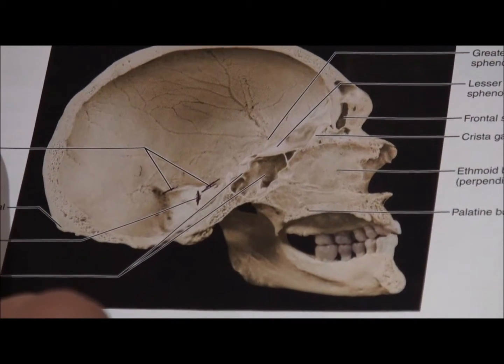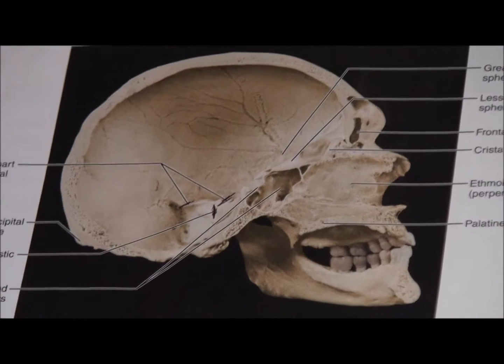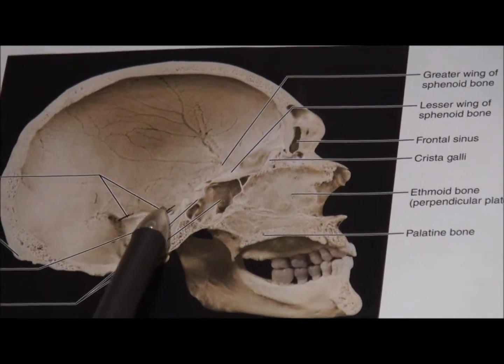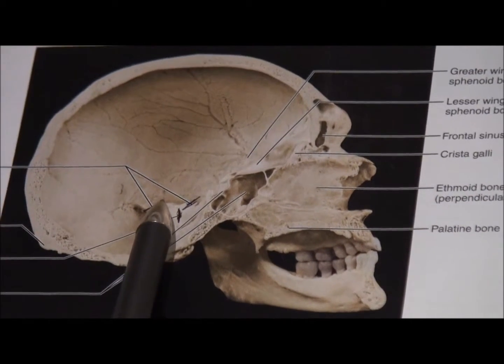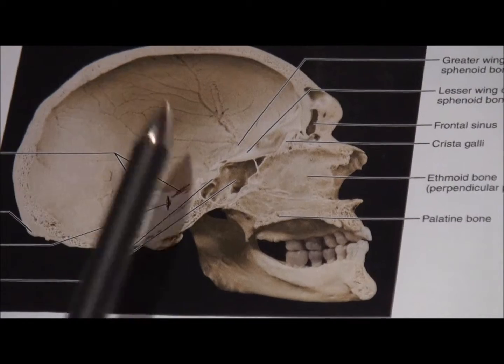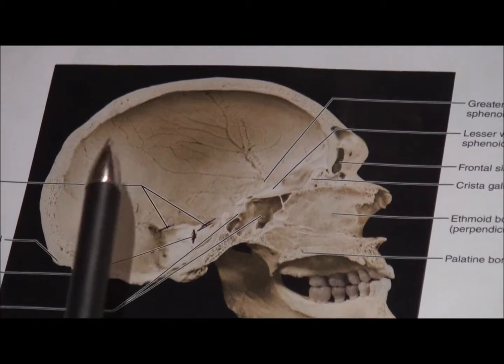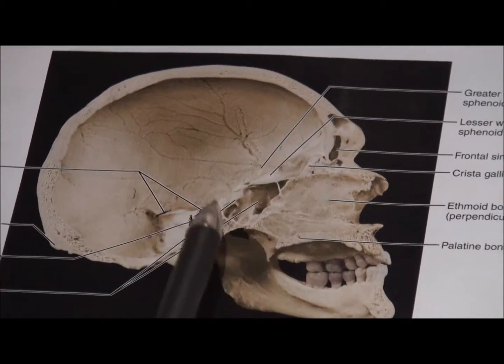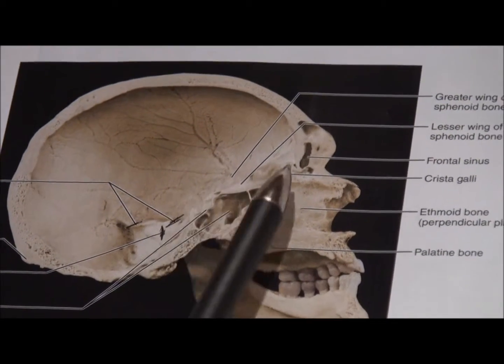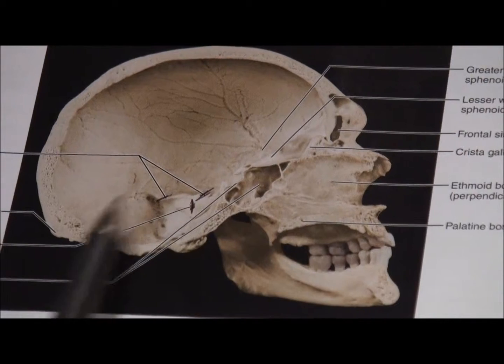For the internal structures, the petrous part of the temporal bone is right here. This houses the middle and inner ear cavity. The internal acoustic meatus is this one right here. And cranial nerves 7 and 8 pass through here.